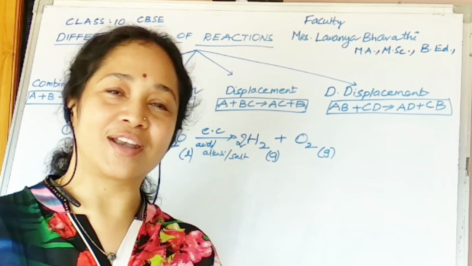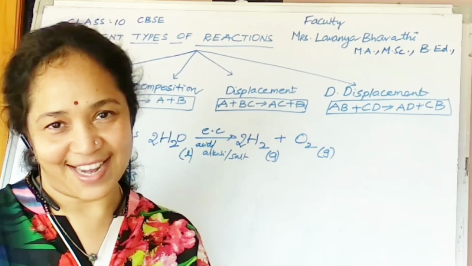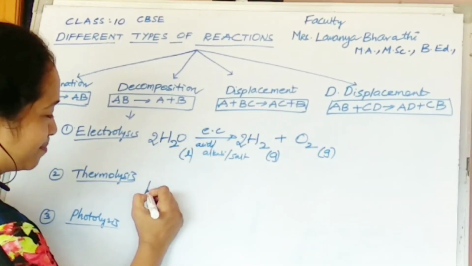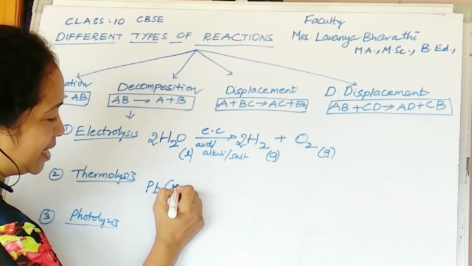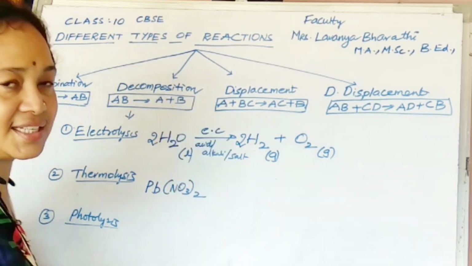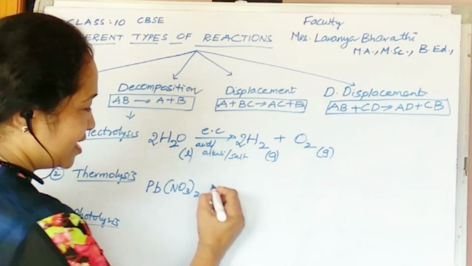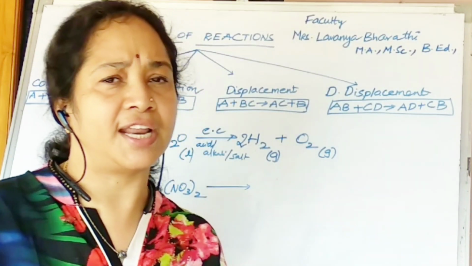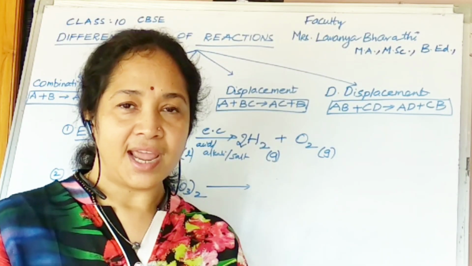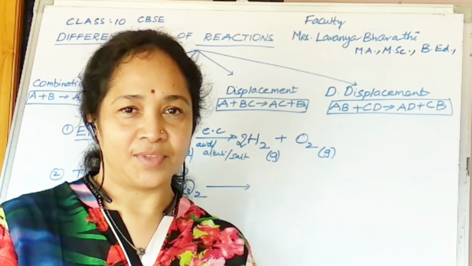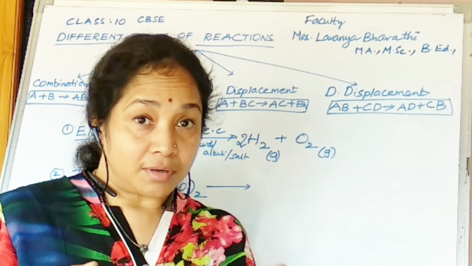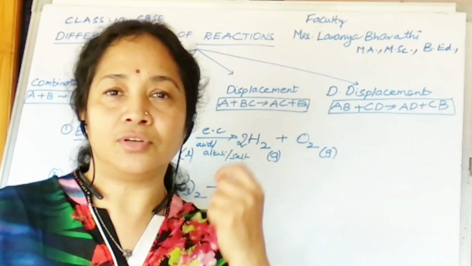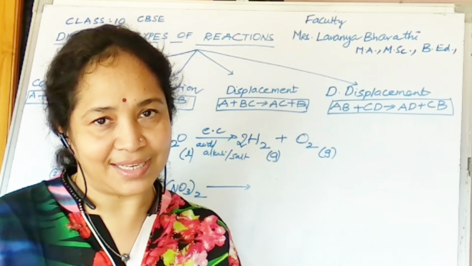Lead nitrate, what is the formula of lead nitrate again? Pb(NO3)2. So I am taking an example, lead nitrate, Pb(NO3)2. This is the formula of lead nitrate. What you have to do is take a small amount of lead nitrate in a dry test tube and strongly heat it. Then you will be observing certain observations. That is, initially you'll get some crackling sound.